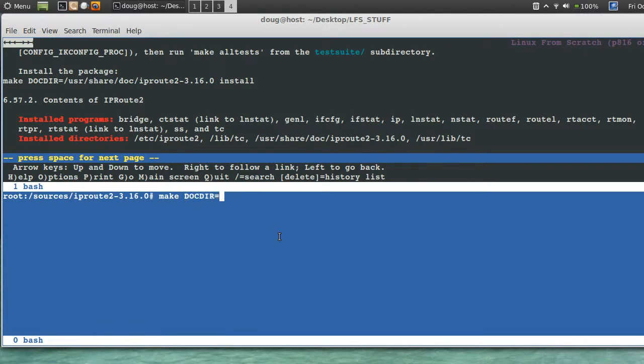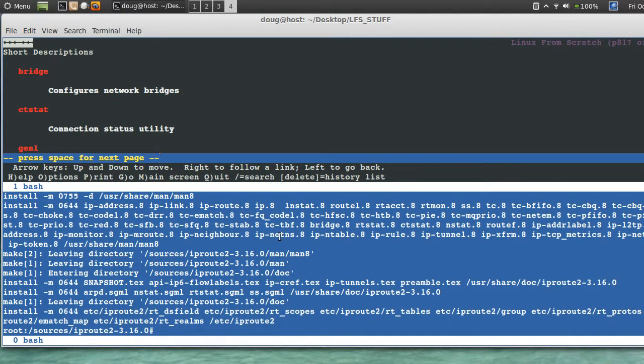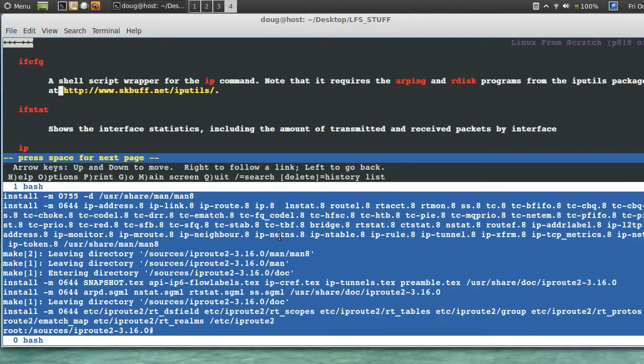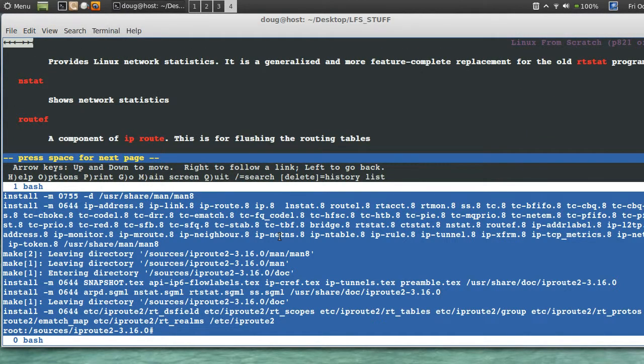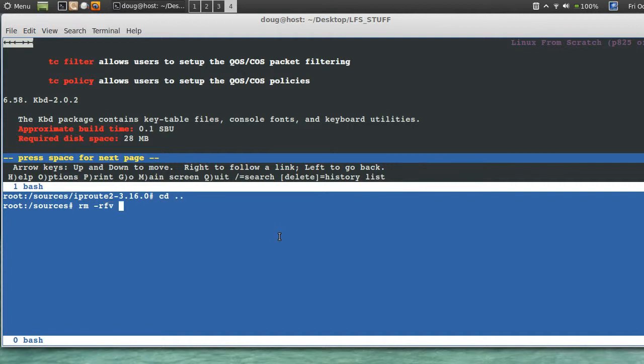Doc dir equals /usr/share/doc/iproute2-3.16. Install. Yeah, I was lying all the way. IP route's old. This is the only thing we had before. We didn't have iproute utils. We only had ifconfig, like I was saying before. Okay. Nstat. Netstat. Okay. Remove iproute.